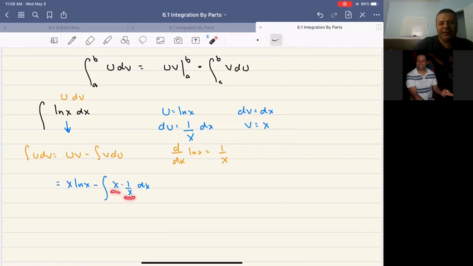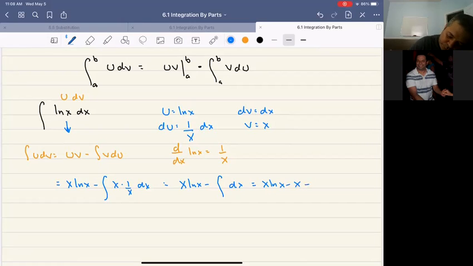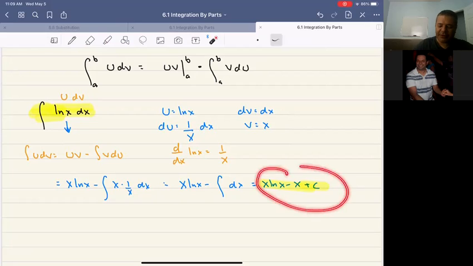But x divided by x is just 1. So this is going to be x natural log of x minus the integral of dx, which is x natural log of x minus x plus c. Oh, that's pretty cool. And you should take the derivative of this and check that it does in fact give you natural log of x.